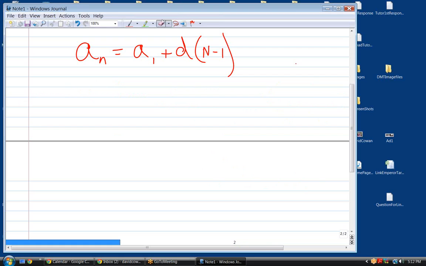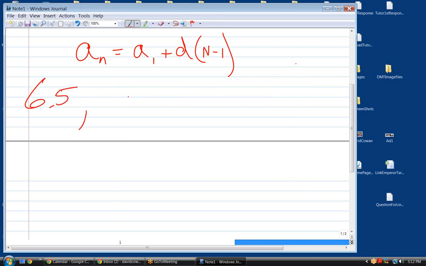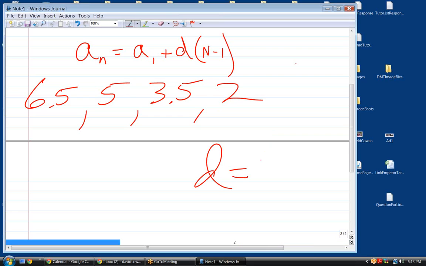The next one is 6.5, 5, 3.5, then 2. Common difference? Distance, sorry. Would it be 1.5? Don't forget the sign. The sign's very important. Yeah, negative 1.5, because if it was 1.5, the second term would be 8. It'd be going up. Exactly.